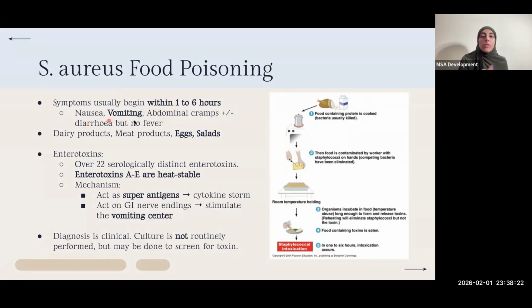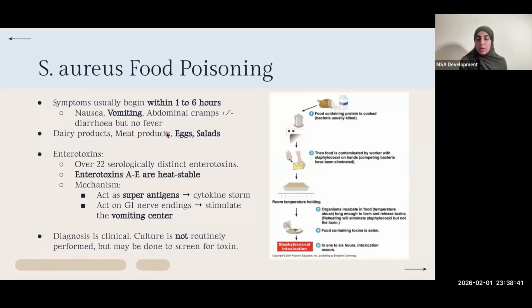They will present with nausea, vomiting, abdominal cramps, and they may or may not have diarrhea. But they do not have fever, okay? Food poisoning does not present with fever. This is in contrast to the infections that we talked about at the beginning of the lecture, okay? Those may have fever, but food poisoning does not have fever.